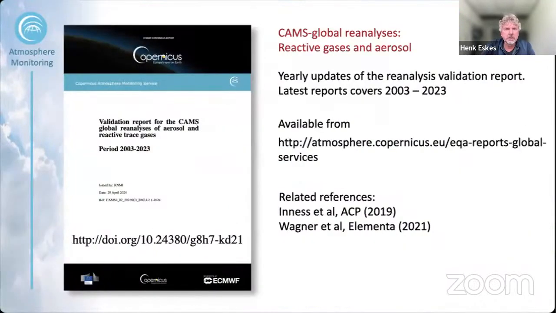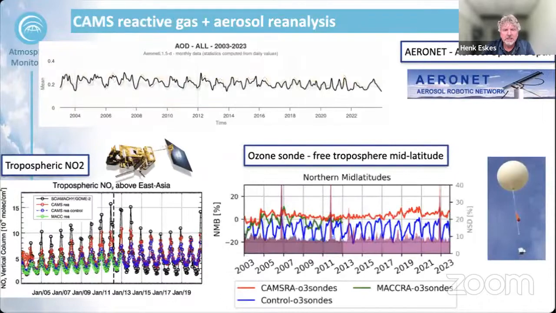Similar thing we do for the greenhouse gases, so that we also provide yearly updates of the validation for the reanalysis product. A few examples. On the top, you see the long-term evaluation of the reanalysis with the AERONET aerosol optical depth data. It's not very clear on the slide, but there is a red line, which is the reanalysis. And basically that red line is quite nicely following the AERONET data.